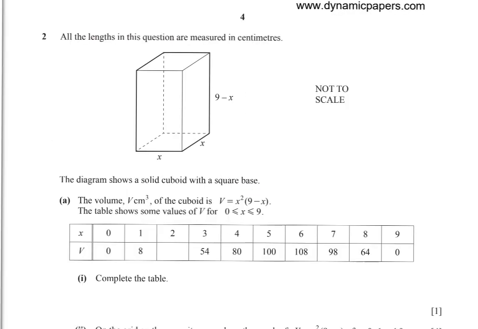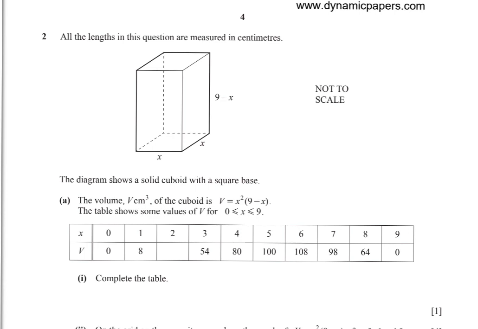Number 2. All lengths in the question are measured in centimeters. The diagram shows a solid cuboid with a square base. The volume V of the cuboid is V equals x squared times 9 minus x. Complete the table.